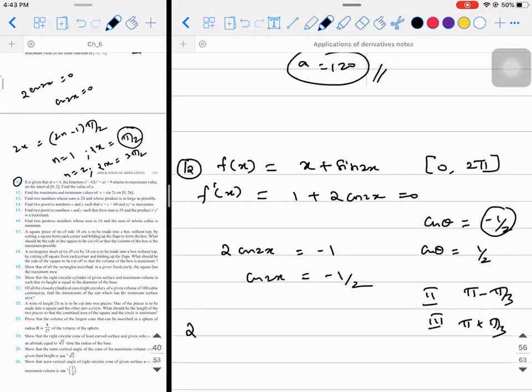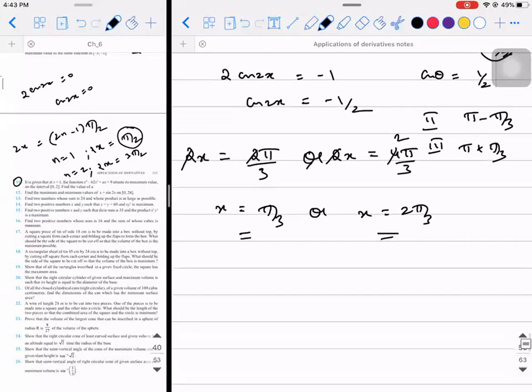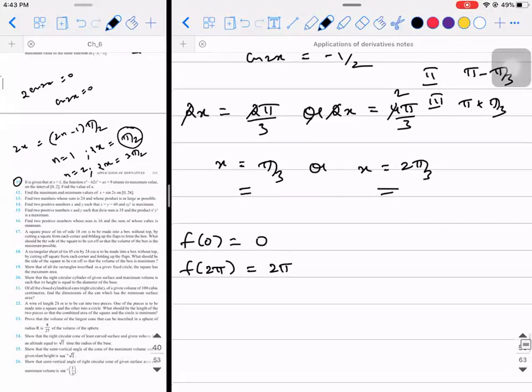So you will directly get 2x is equal to pi minus pi by 3, which is 2 pi by 3, or 2x will be equal to pi plus pi by 3, which will be 4 pi by 3. So the 2s will get cancelled, and x is equal to pi by 3 or x is equal to 2 pi by 3. Since it is a closed interval, I will directly find all the values.